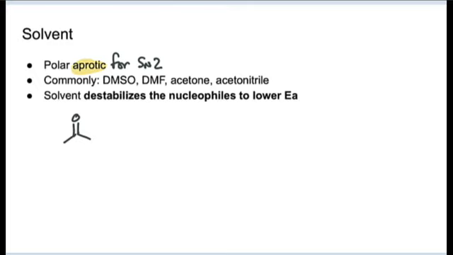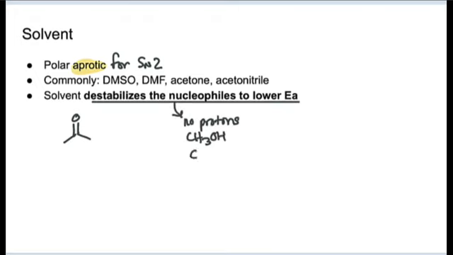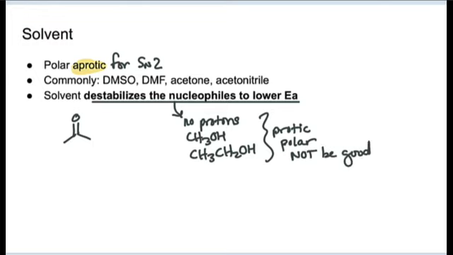So solvents can destabilize the nucleophiles and lower the activation energy, and that's why we don't want protons around. Okay, so CH3OH, for example, CH3CH2OH, these are protic polar, and they would not be good for an SN2 type of reaction. They would kind of crowd around the nucleophile and sort of encapsulate it and render it unable to go ahead and attack an electrophile. That would hinder the reaction dramatically.